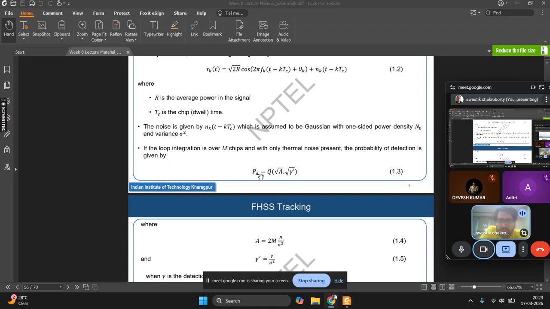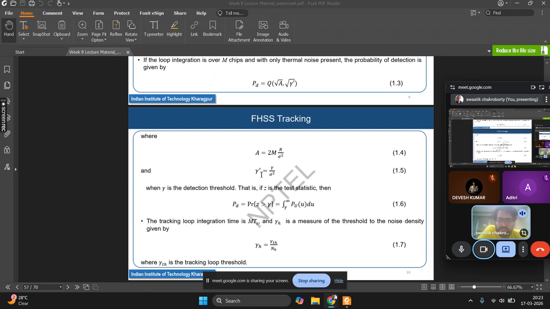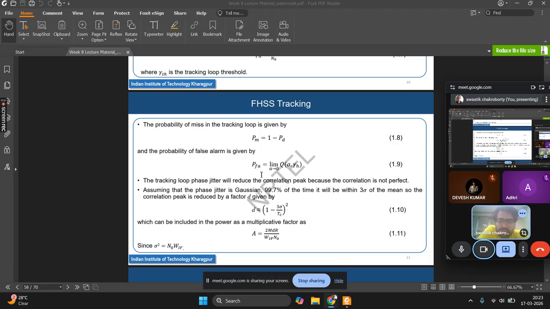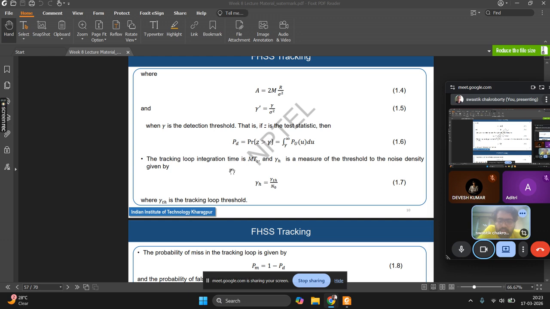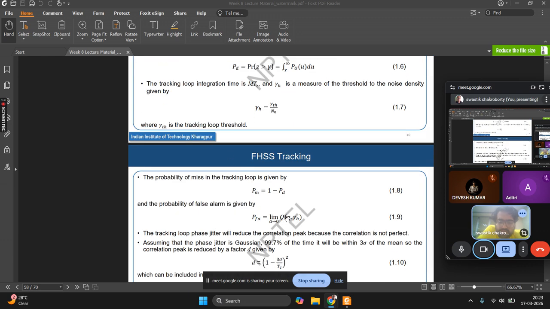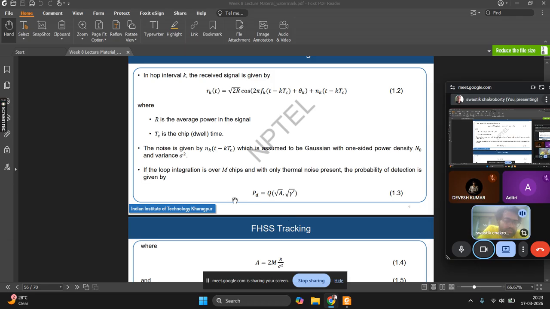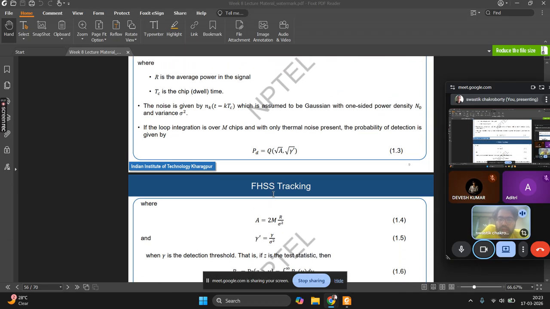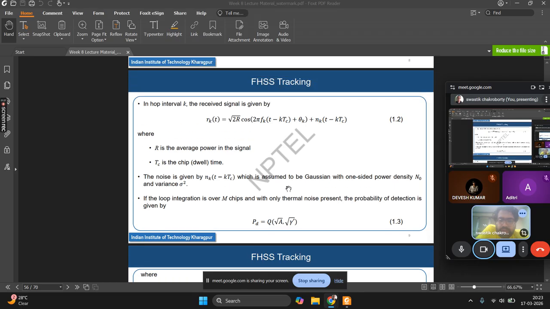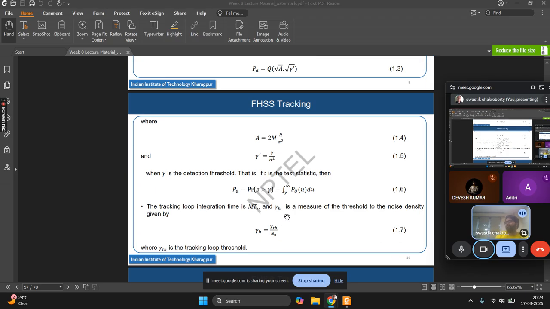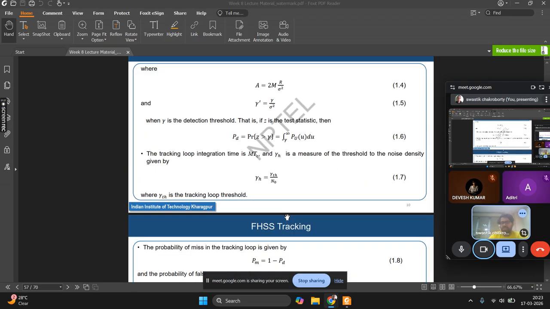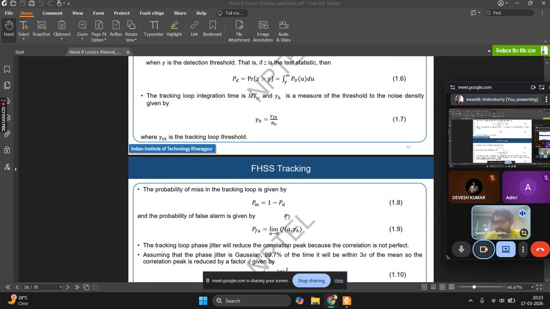Now, of course, again we have to do a misdetection and false alarm analysis. The misdetection is given by this, and the false alarm is given by this, where the Q function is basically the integration of a Gaussian. And gamma dash is basically the SNR threshold, where you decide whether detection has happened or not, whether locking has happened or tracking has happened or not.